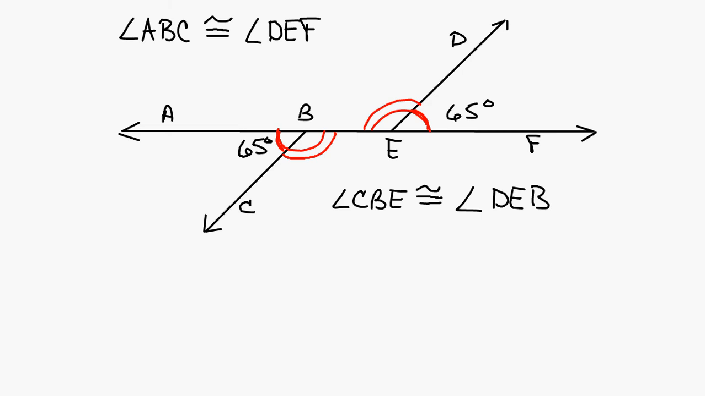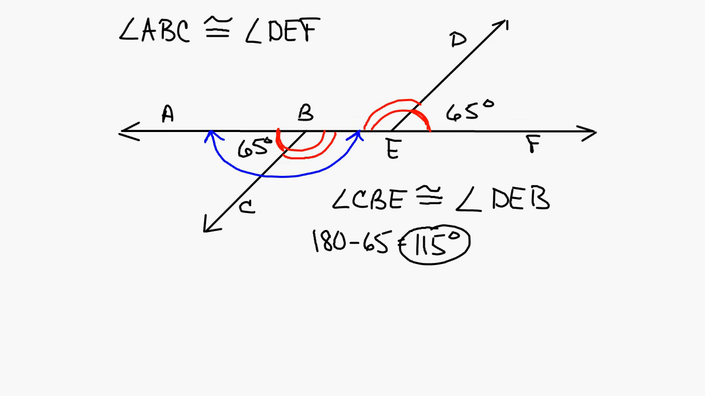Yes, sir. 115. How did you get that? 180 minus 65. Okay. Angle CBE is 115 degrees, because look, just a minute ago we said that a straight line measures 180, right? Well, if 65 of that is angle ABC, and the angle next to it helps it form a line, then it would be 180 minus 65, which gives you the 115.